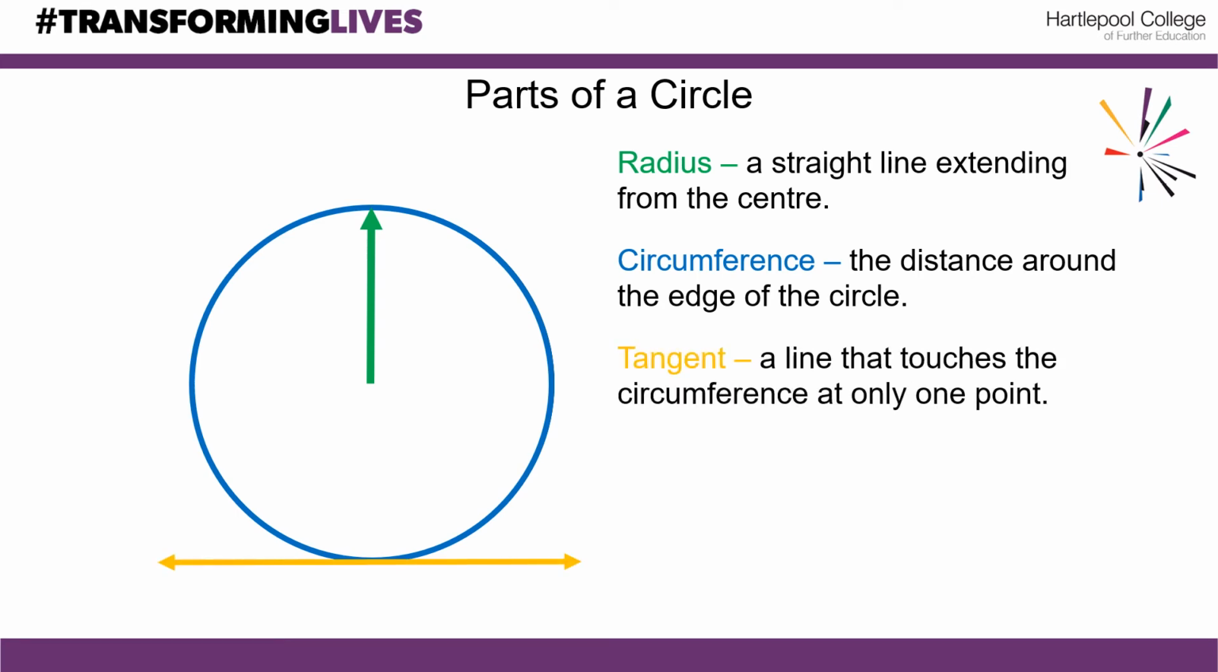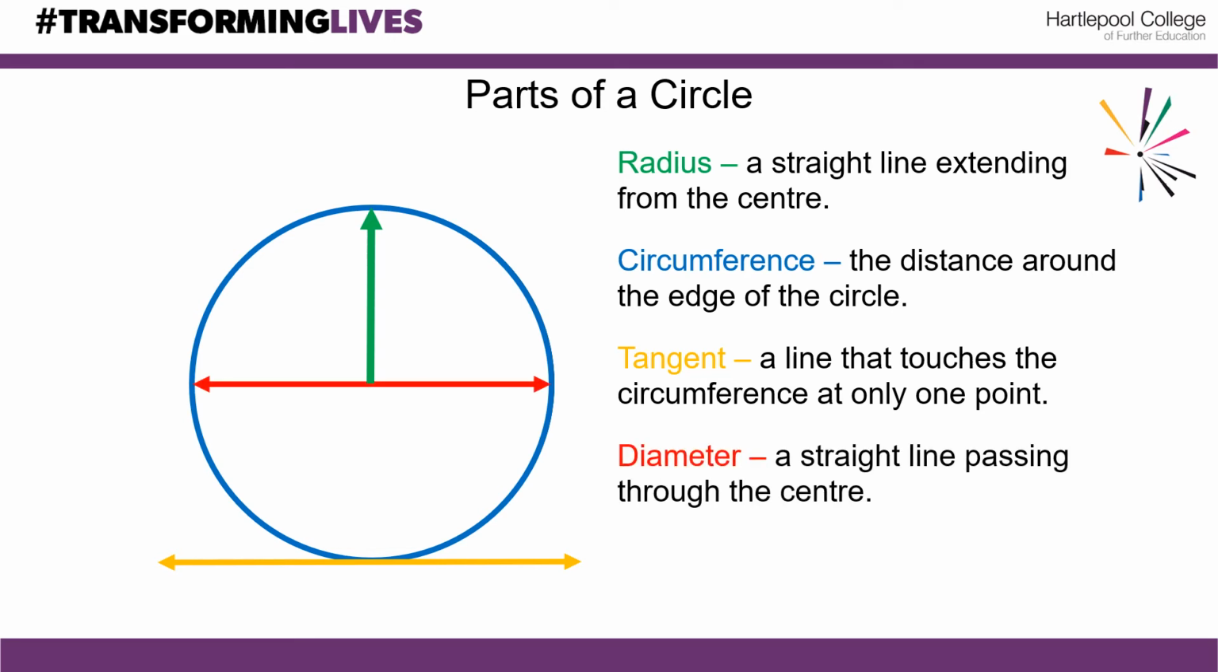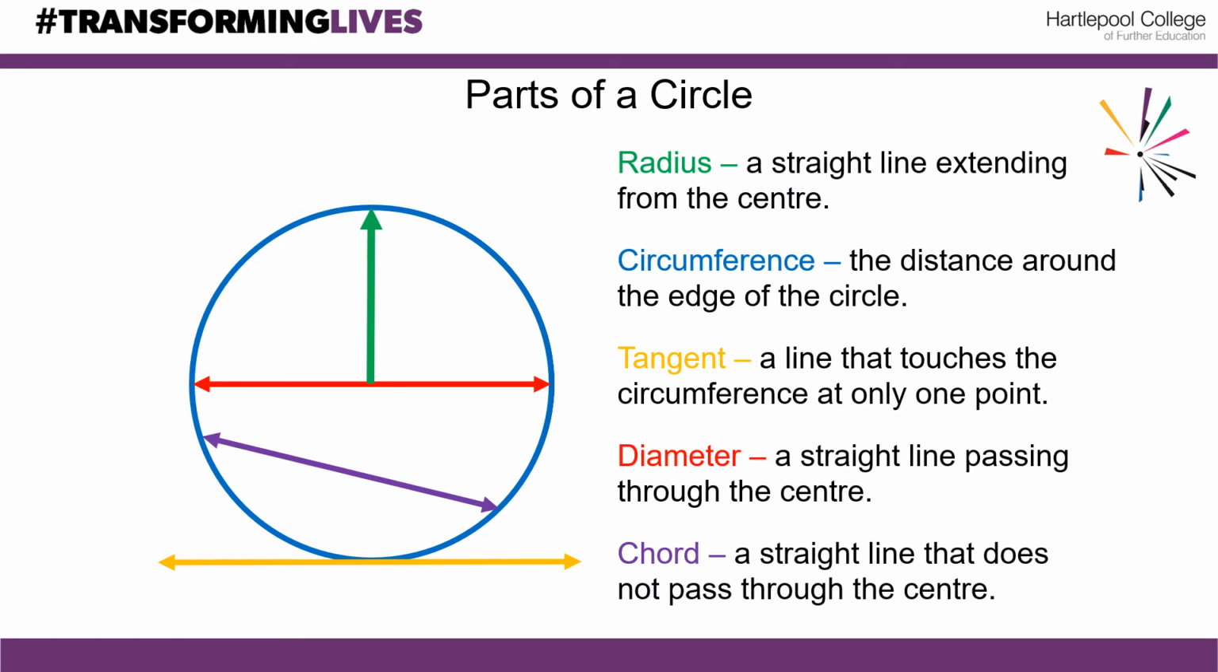The tangent is a line that touches the circumference at only 1 point. So imagine that line, if you zoom right in, only barely touches the very edge of the circumference. The diameter is any straight line that passes directly through the center of the circle and is the longest distance from one side of the circumference to the other. And then you also have a chord, which is any line that does not pass through the center.